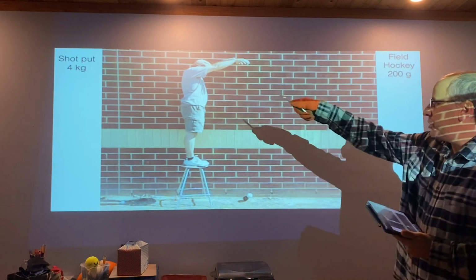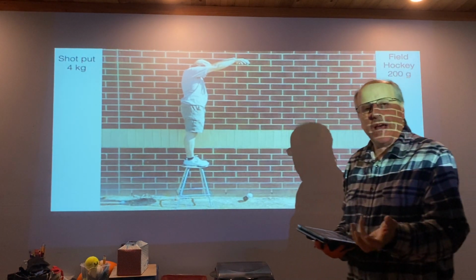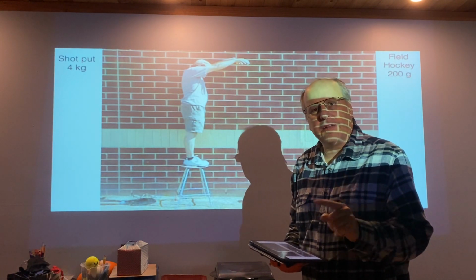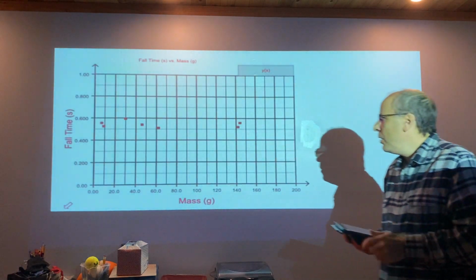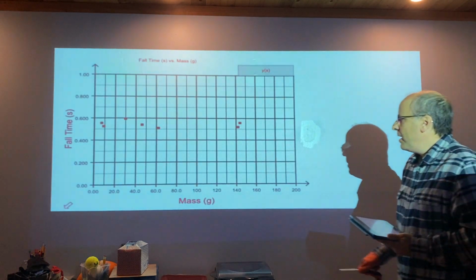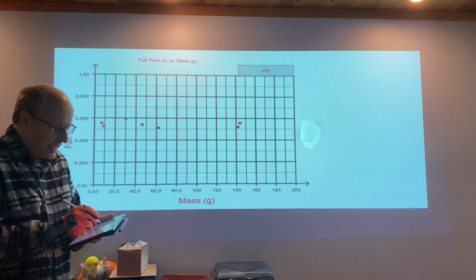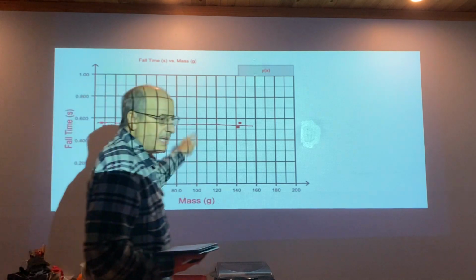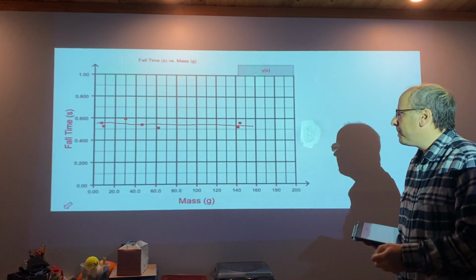So I dropped a shot put and a field hockey ball, and you can see they both fell side by side. Mass of the object does not affect the rate at which it falls. We can see this on a graph. If we plot mass versus fall time, you can see it turns out to be a no relationship graph. The mass has no effect on the time it takes the object to fall.